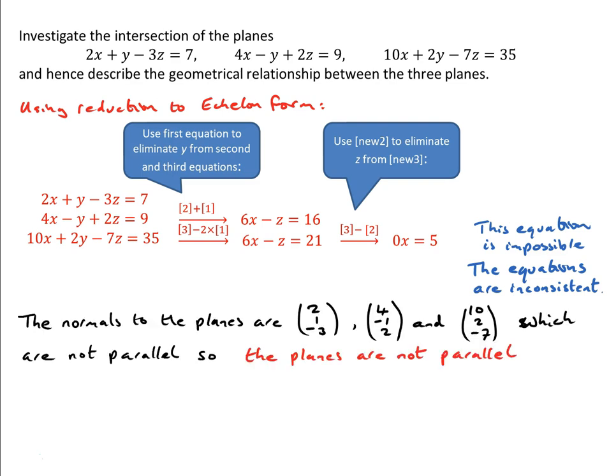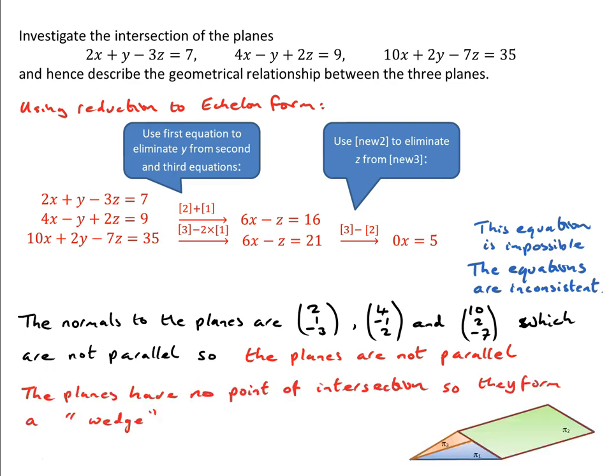If we consider the normals to the planes, then the normal of the first plane is the vector (2, 1, minus 3). The normal for the second plane is (4, minus 1, 2). And the normal of the third plane is (10, 2, minus 7). None of these normals are parallel to each other, so the planes are definitely not parallel to each other. And if the planes are not parallel to each other, but don't meet, then we've got a situation where the three planes form a wedge or a tent type shape. So there's no point where all the planes meet each other.